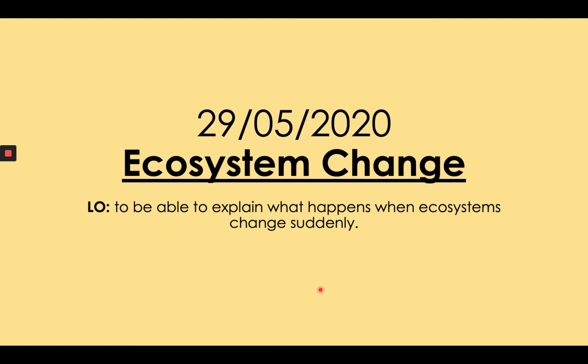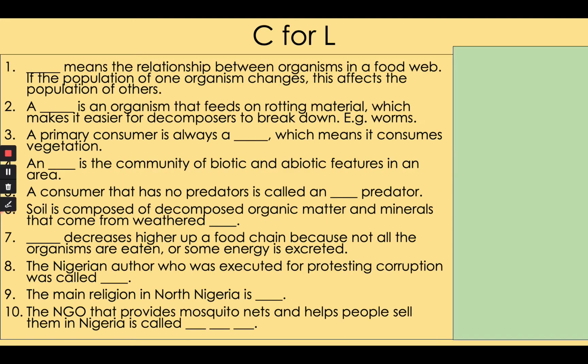Okay, time to review prior learning. Please write 1 to 10, answer the questions from memory and then mark your answers. Game time. Number 1. Interdependence means the relationship between organisms in a food web. If the population of one organism changes, this affects the population of others.